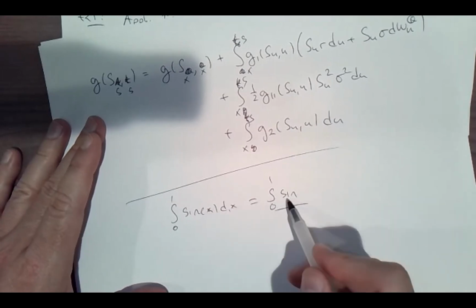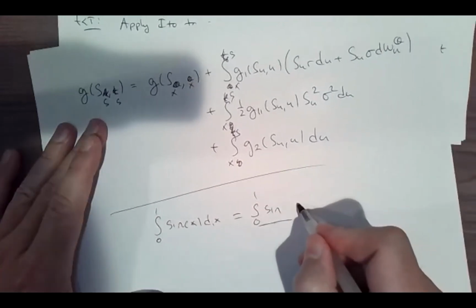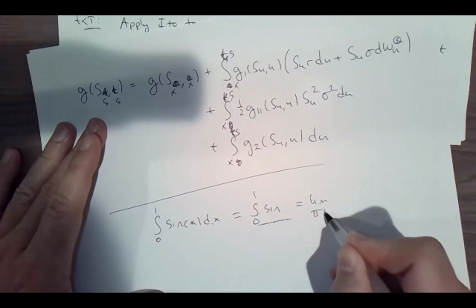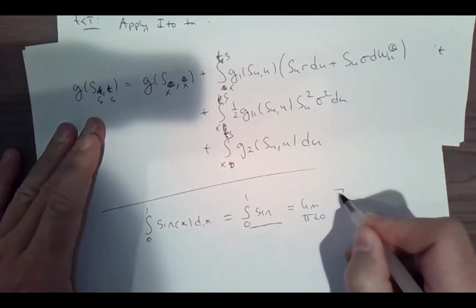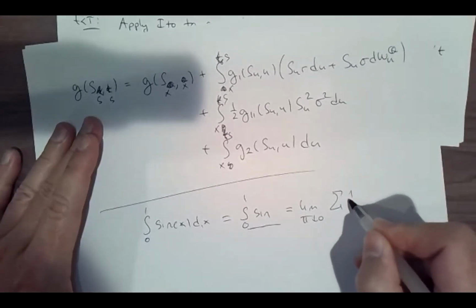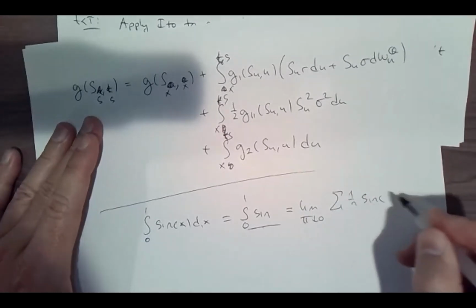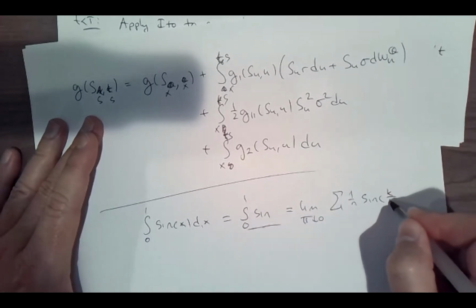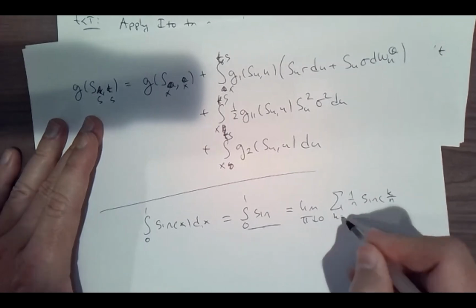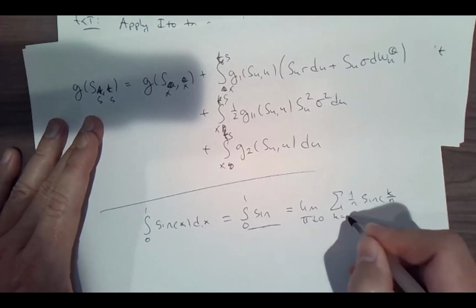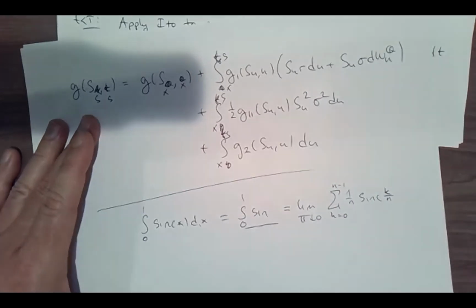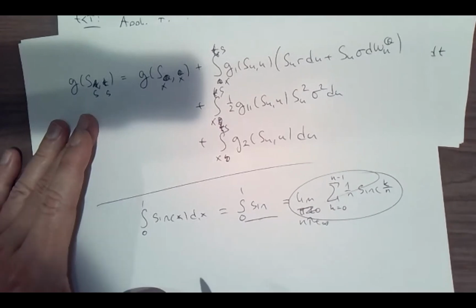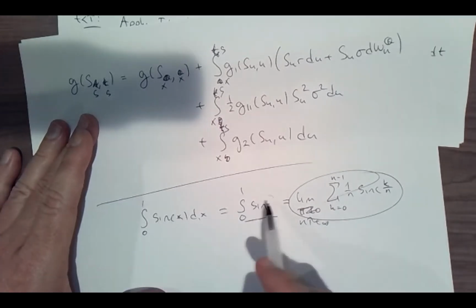Because it doesn't have any meaning by itself. The only thing that has meaning is that this here is equal to a limit as some partition goes to 0 of Riemann sums. Right, so something like 1 over n, and then sine of some, if it's from 0 to 1, it's going to be something like k over n, and then you sum from k equals 0 to n minus 1. This is what has meaning. This stuff here is just notation.